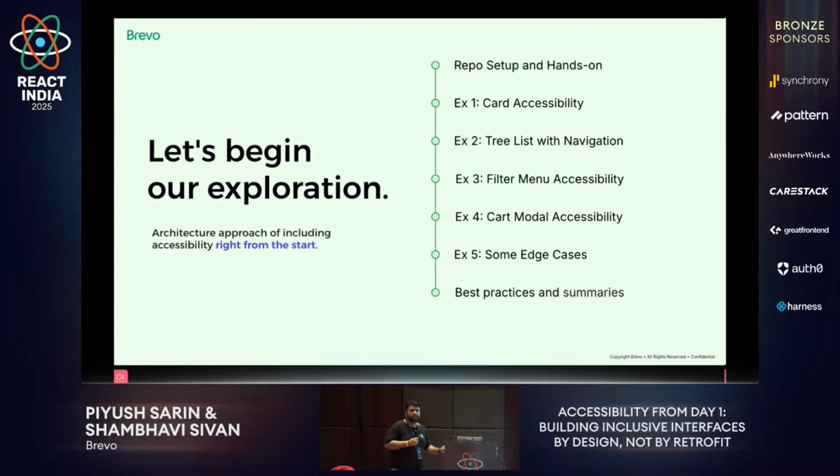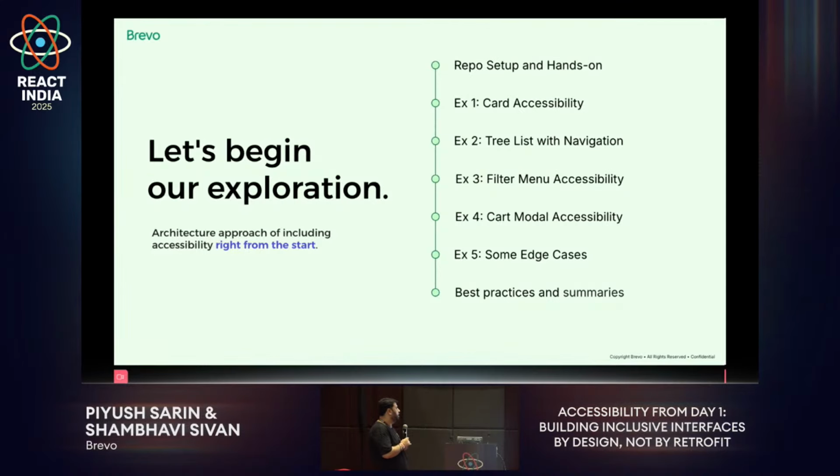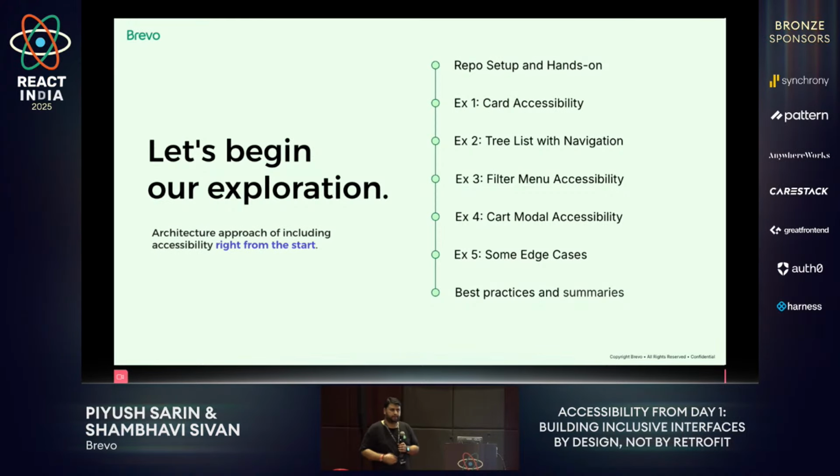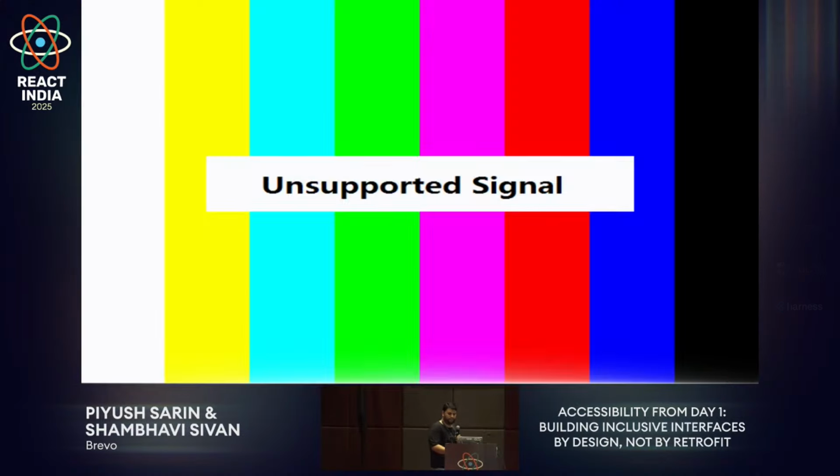Okay, so this is the agenda of our workshop today. As I said, we'll guide you through an architectural way of including accessibility right from the start of your development. We have created some very small exercises so that you don't get bored and stay linked to each and every exercise, and you can learn the things we want you to add during your development cycle. So be with us for the next 1 hour 15 minutes.